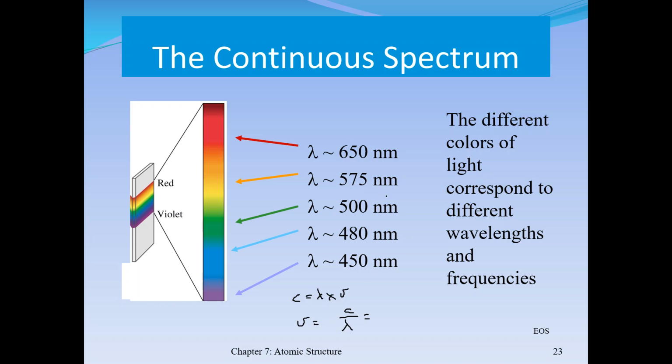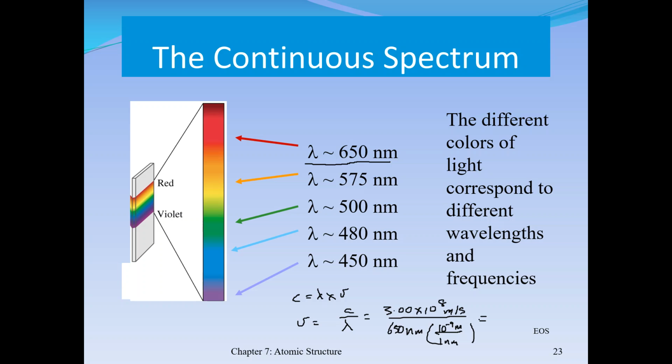So if you want to find the frequency of the red colored light, which is approximately 650, we take the 3.00 times 10 to the 8 meters per second, which is always going to be the speed of light, divided by the wavelength, which is 650 nanometers. But we have to convert that to meters. So we have 1 nanometer down here, 10 to the minus 9 meters above. And then we do that calculation.